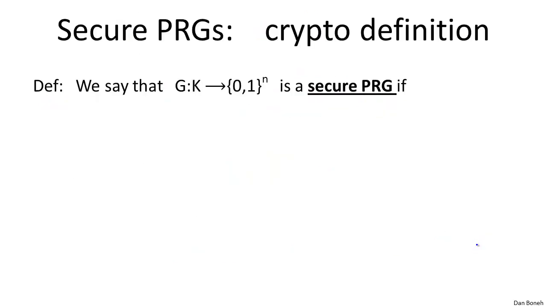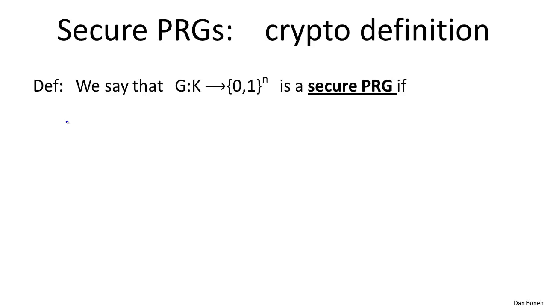Now that we understand what statistical tests are, we can go ahead and define what is a secure pseudo-random generator. Basically we say that a generator G is secure if essentially no efficient statistical test can distinguish its output from random.